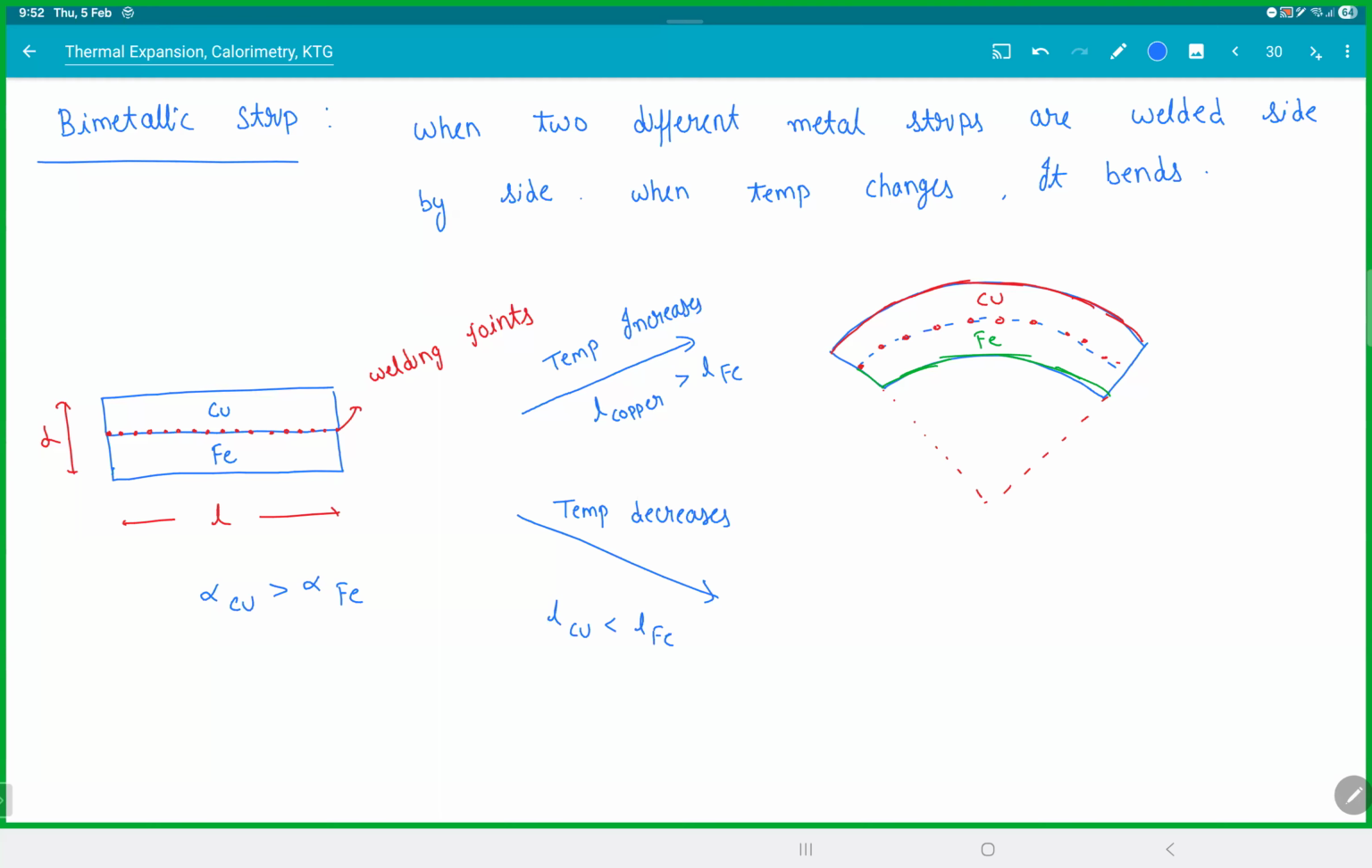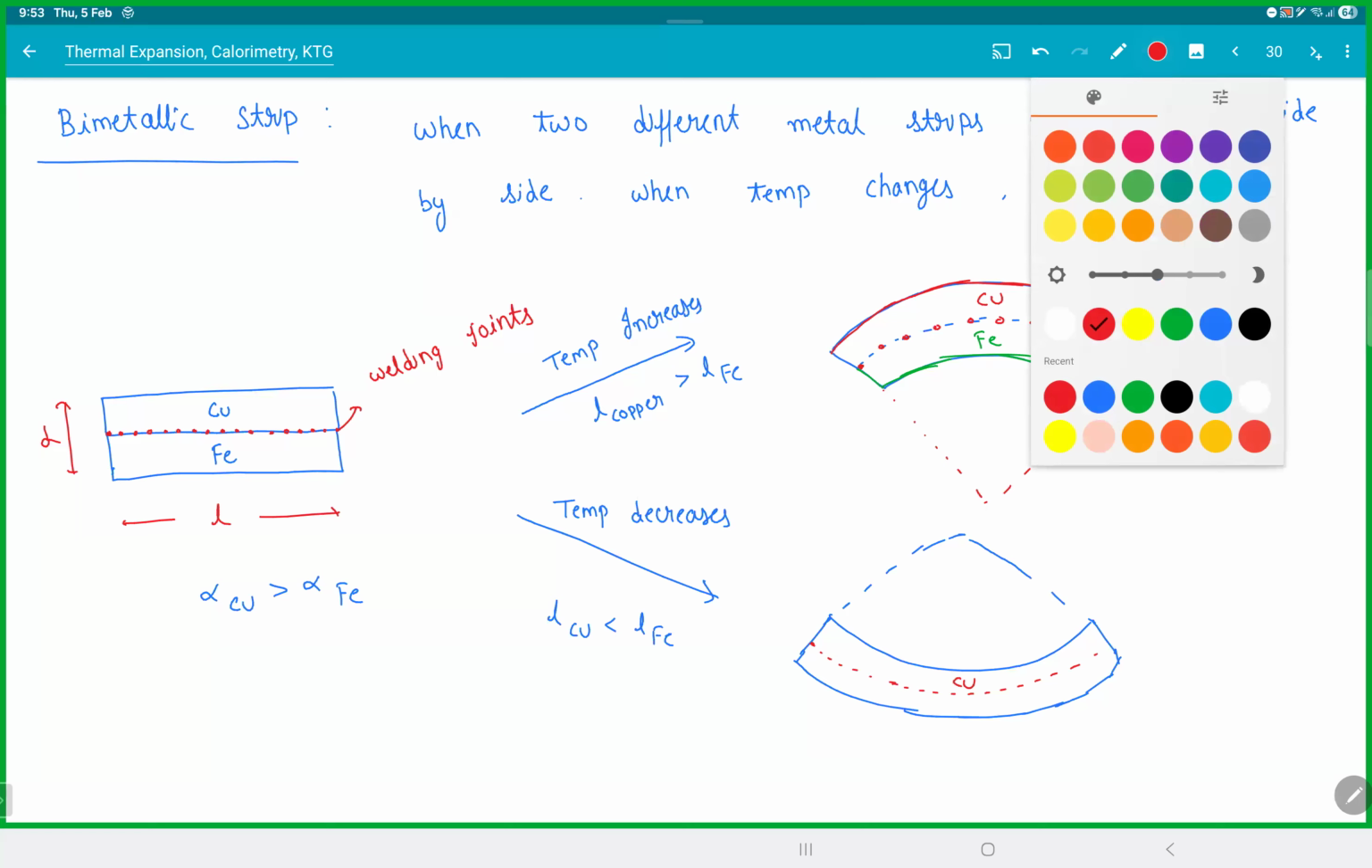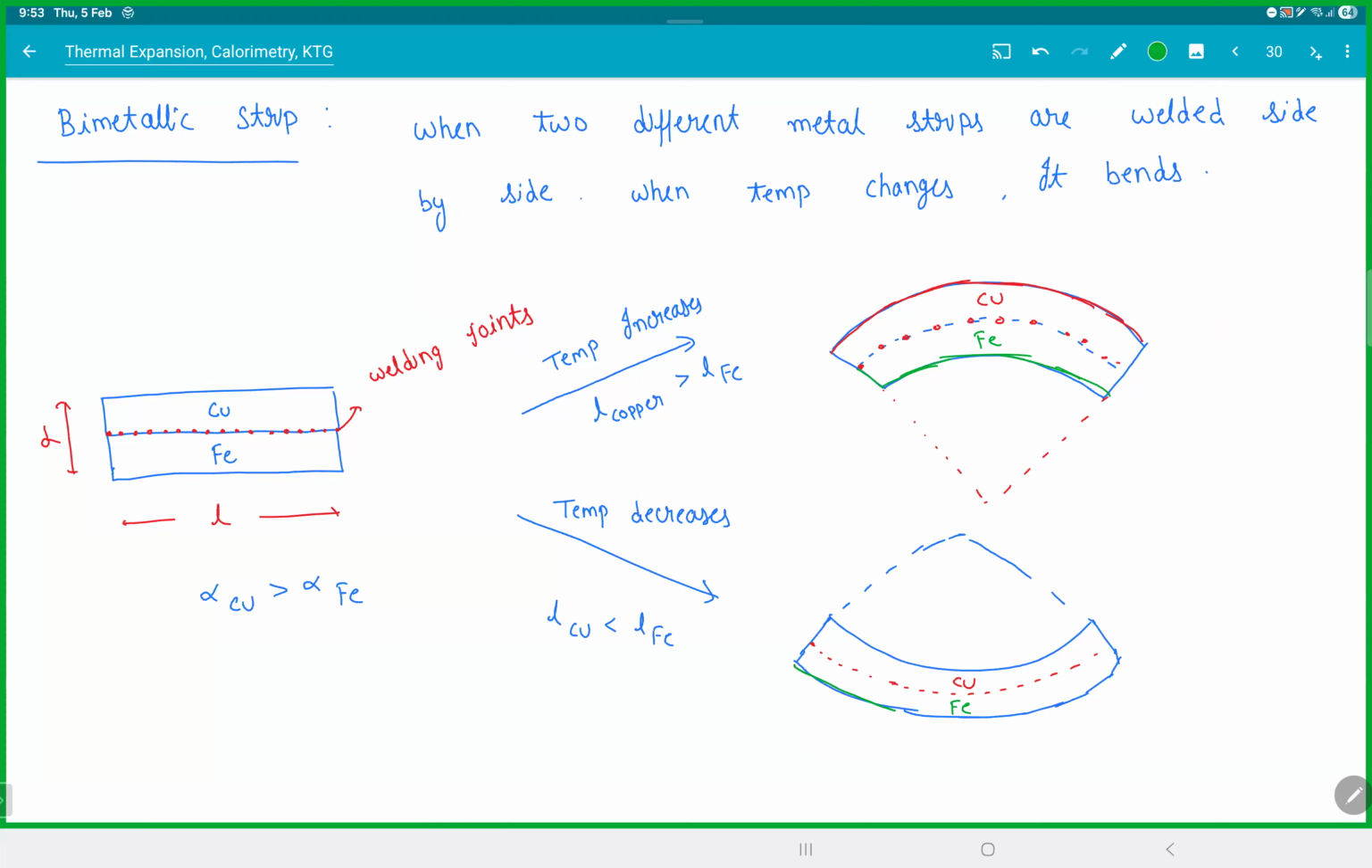So if you decrease the temperature, copper's length will be less than this thing. So in this case, the shape will be like this. The overall length has decreased, but copper has compressed more. This is copper. This is your iron. Clear with this?